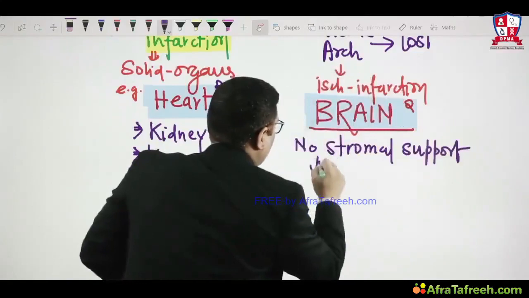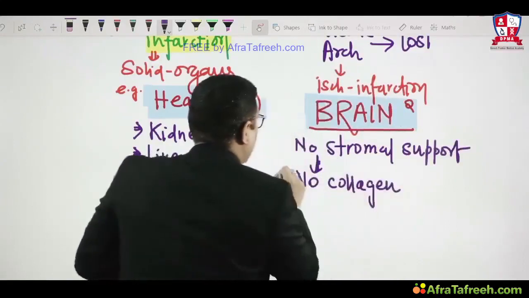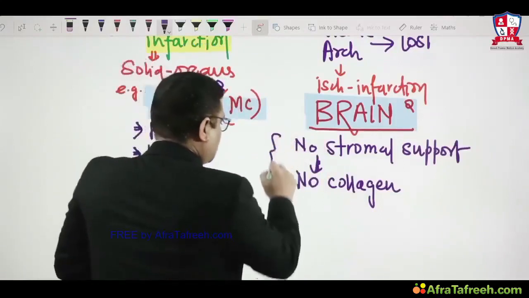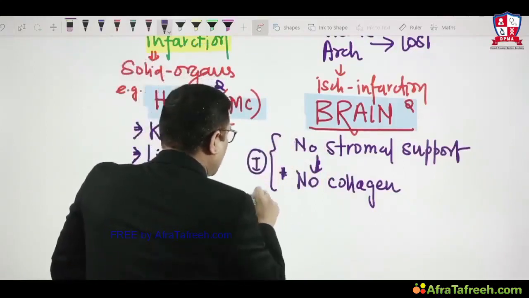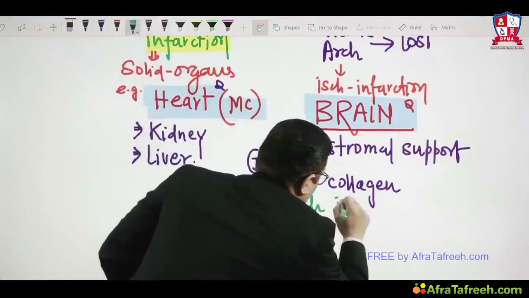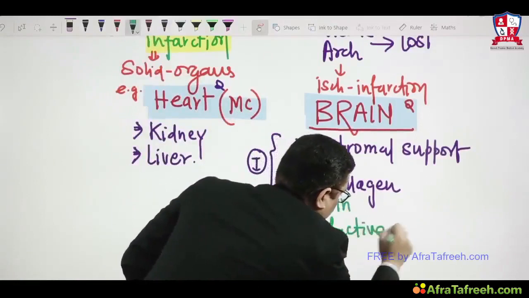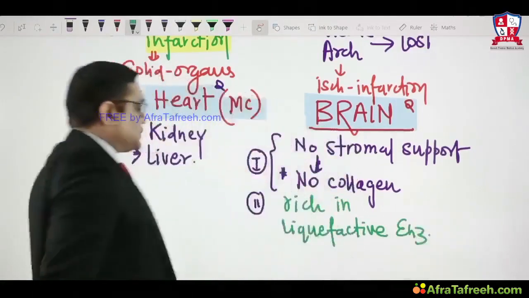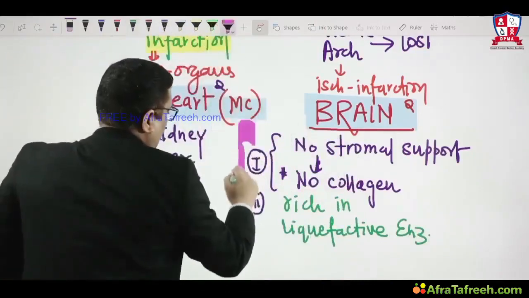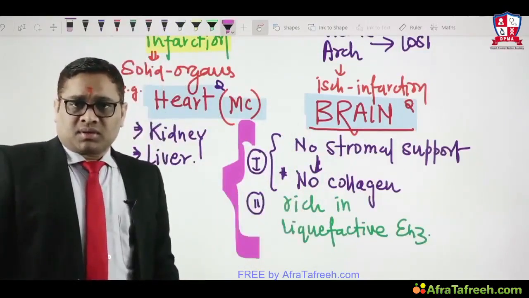Why is there no stromal support? Because there is no collagen in brain tissue. That is why there is no stromal support. So this is number one reason for liquefactive necrosis. And number two reason, brain is rich in liquefactive enzymes. So these are the two basic reasons why brain should have a liquefactive necrosis, right?